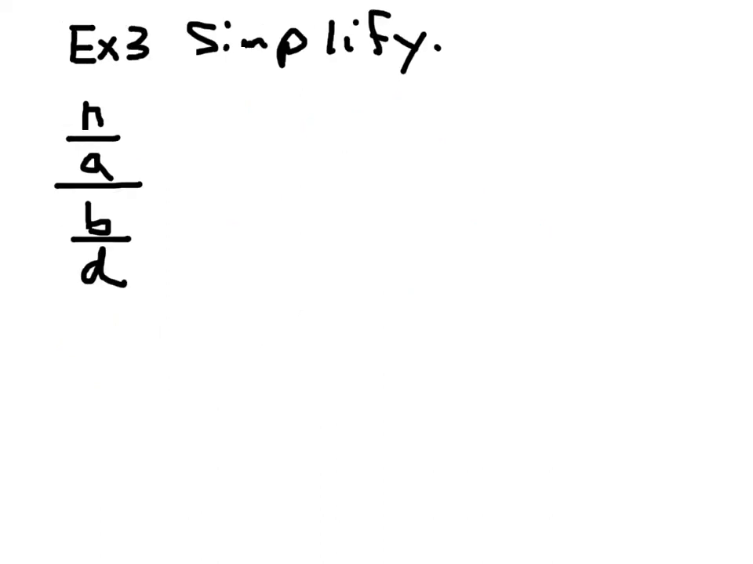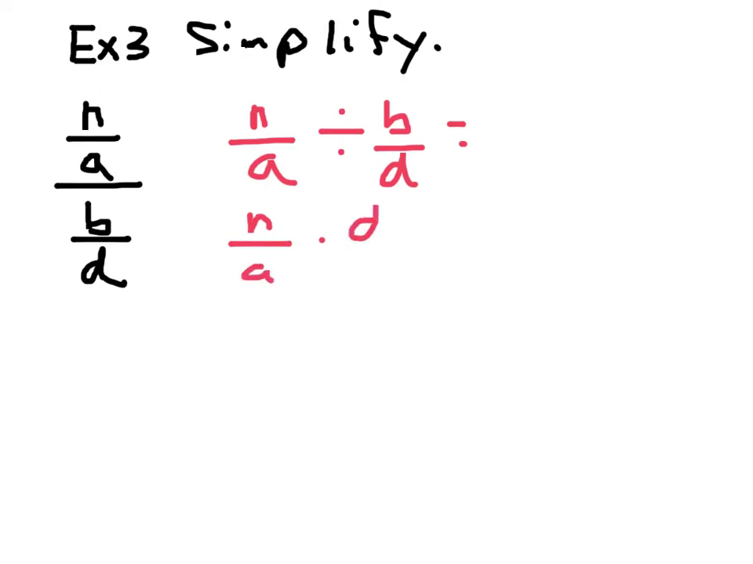All right, another similar example. I'm going to go through this a little faster. So you have n over a divided by b over d. Change it to multiplication, n over a times d over b. Remember, you've got to flip the second fraction. Anything to cross cancel? No, so I multiply across, and I get this.